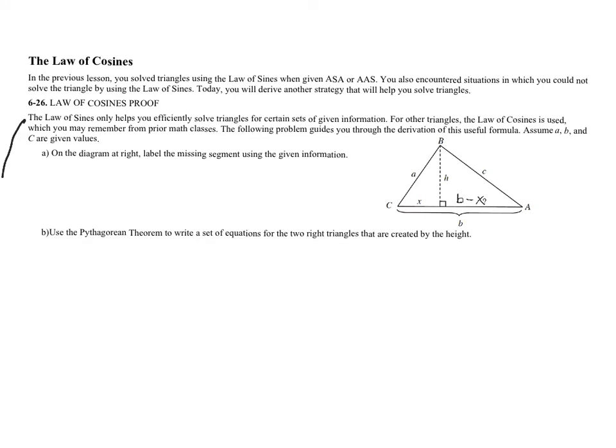Use the Pythagorean theorem to write a set of equations for the two right triangles that are created by the height. So just shading those, we're talking about this triangle over here. We'll do that in blue. That equation is x squared plus h squared has to equal a squared.